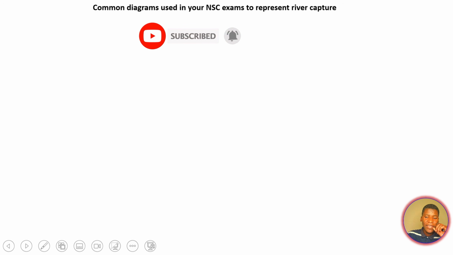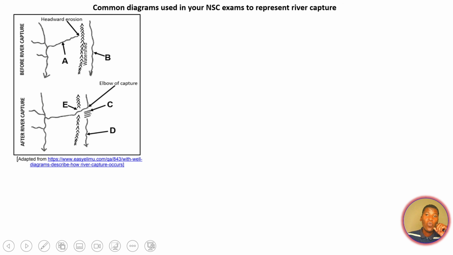Now, let us look at the common diagrams that they use to question you in exams. This is the most common diagram and easiest to interpret. We have got two streams, basically, and they are separated by a watershed. If we look carefully in this diagram, we have this stream here and it has got its tributaries, but it has a tributary that is extending outwards. This is labeled stream A in this particular diagram.